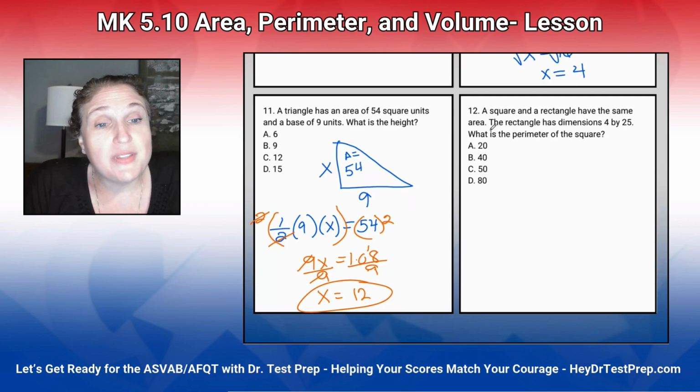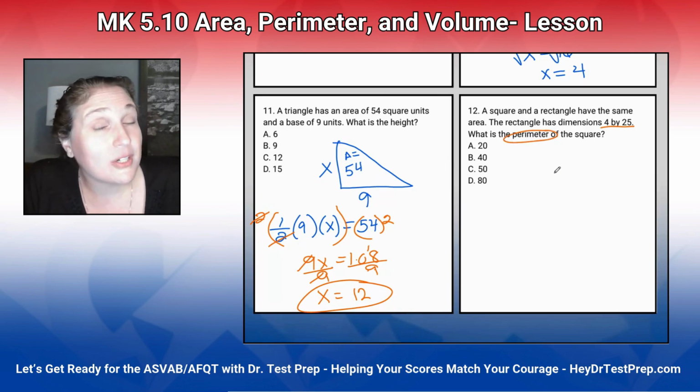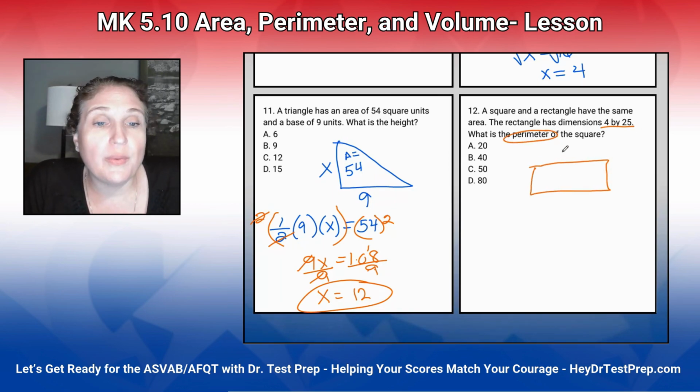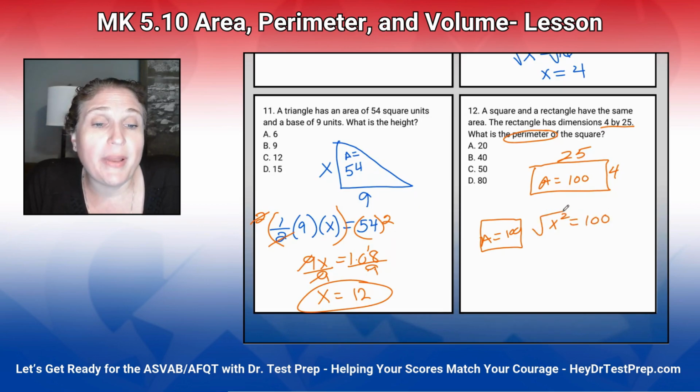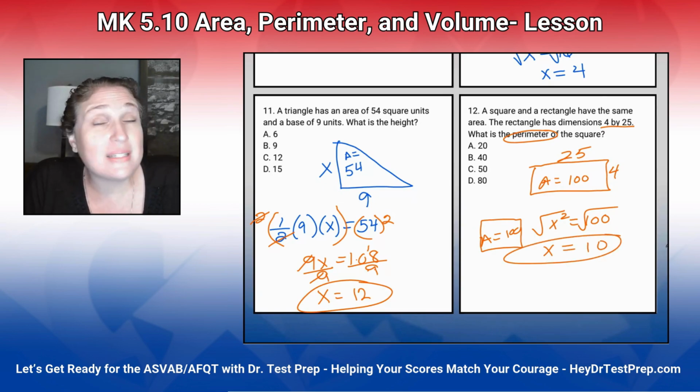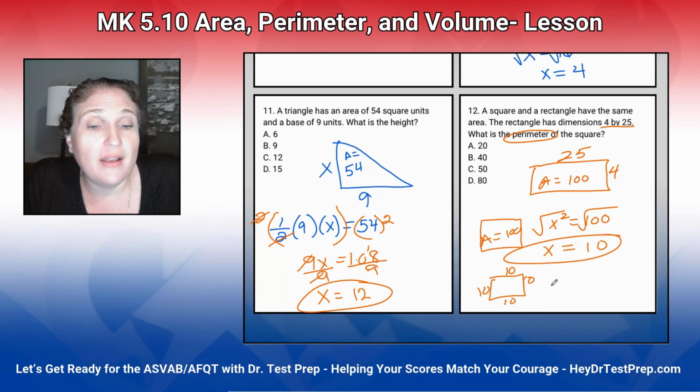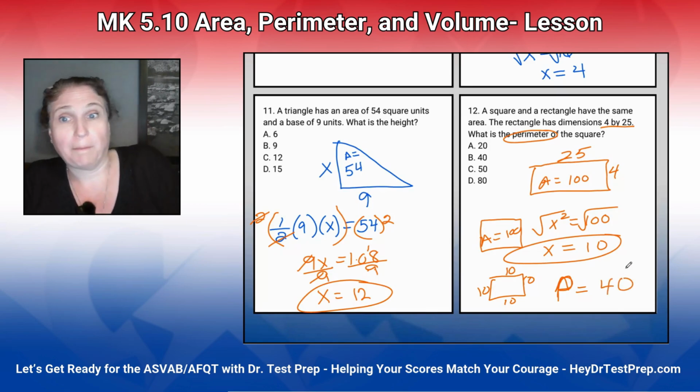A square and a rectangle have the same area. The dimensions of the rectangle are this. What's the perimeter of the square? So we know that 25 and 4 tells me that the area of the rectangle is 100. Because I have a square, I just have to do x squared and work backwards to find out that each side is 10. But it doesn't want that. It wants to know what's the perimeter if each side is 10. And when I add that up, I get that the perimeter equals 40.